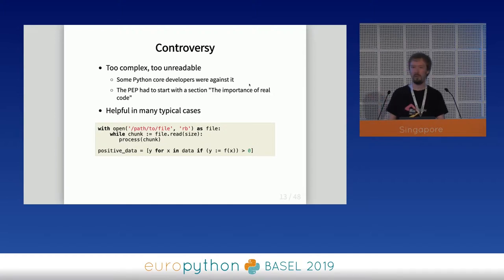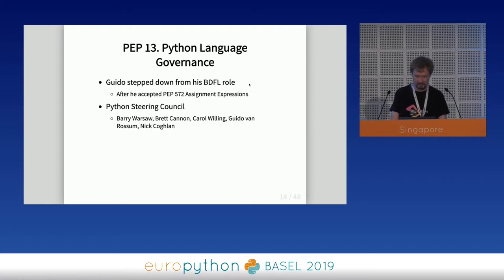But it's still helpful in many practical contexts, like the ones I show here. For example, to emulate something like do-while that we don't have in Python yet, or the thing I always wanted to be able to do: capture the if part of a list comprehension and use it further in my comprehension expression. I think it's a useful thing.